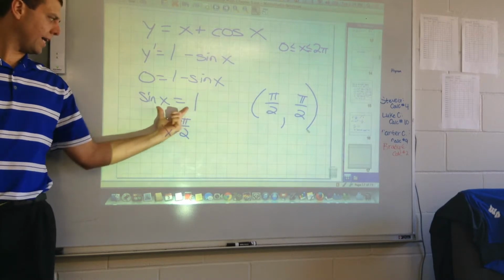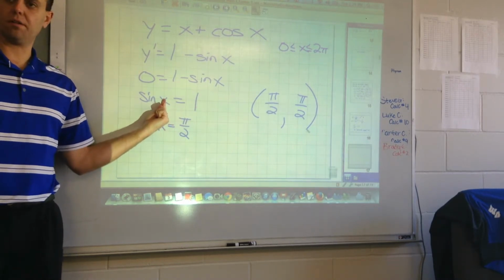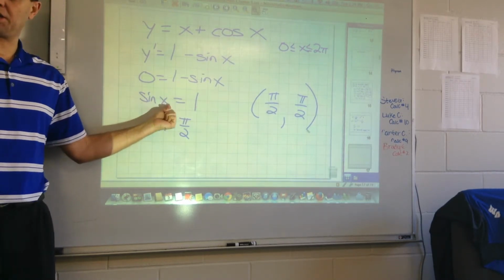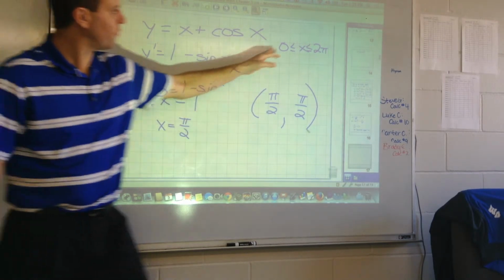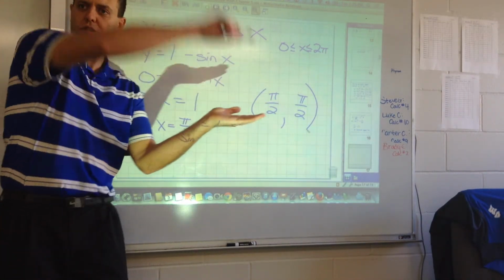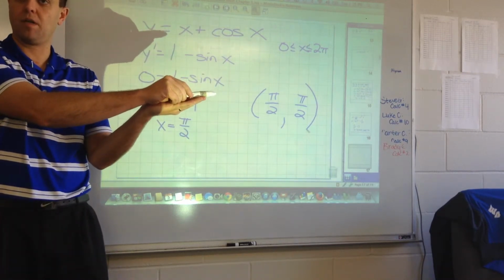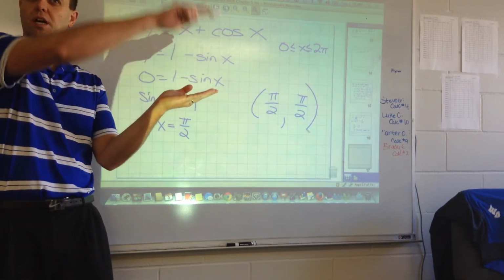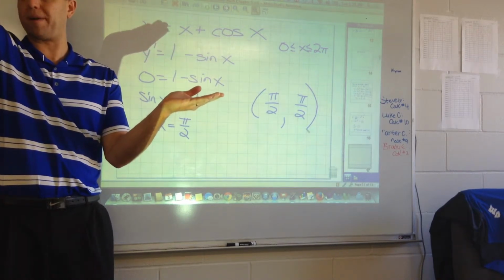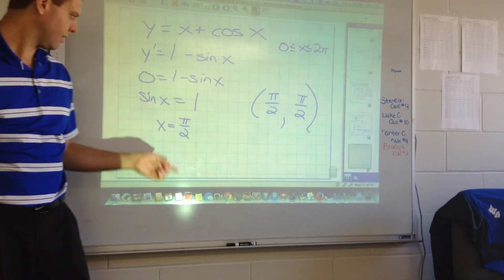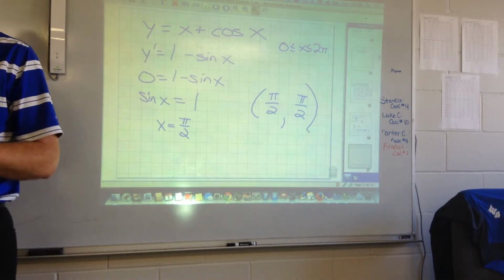Explain where the pi over 2 came from. So I needed to think what angle has a sine value equal to 1. From 0 to 2 pi, that's really just the first time around the unit circle. Where does my sine value equal 1? Sine is my y value. The only time the y value equals 1 is straight up at 90 degrees, aka pi over 2. Does that help? Yeah. Okay.